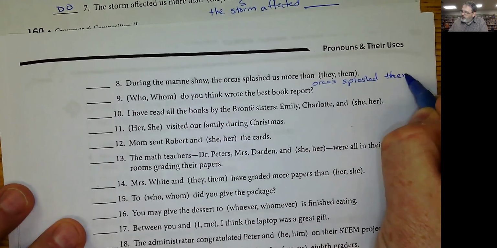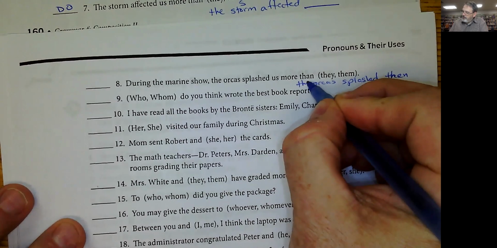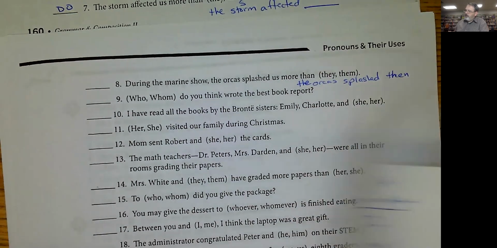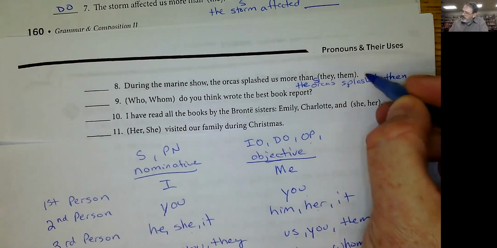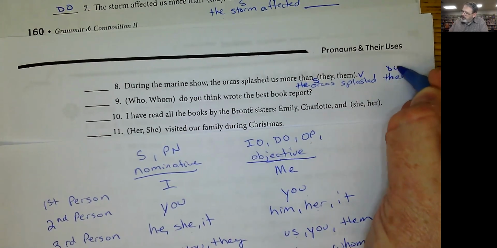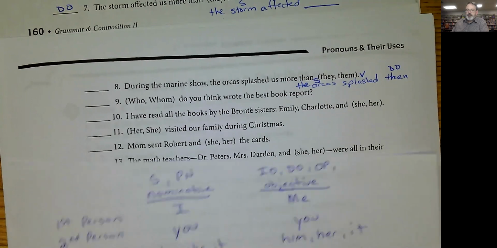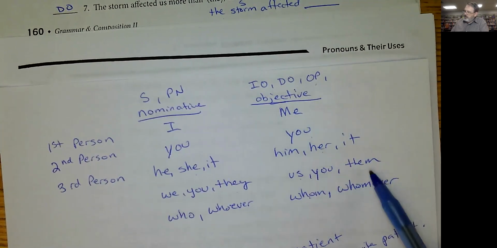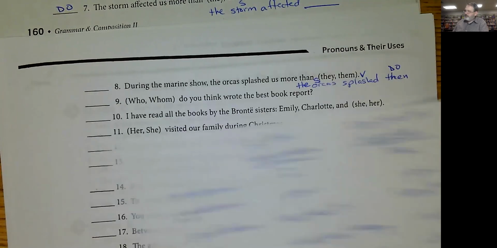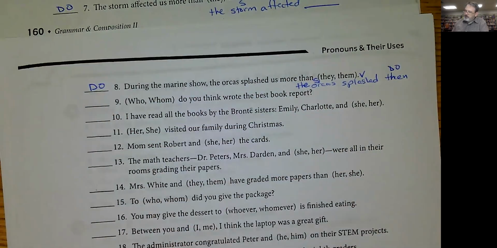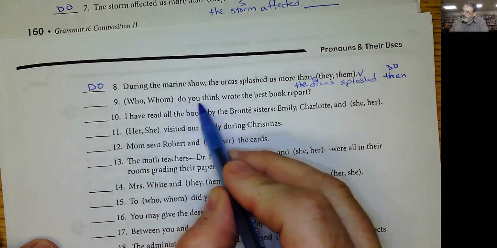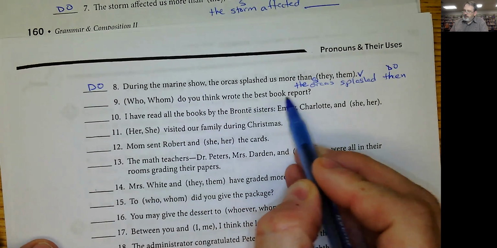And I went ahead and said them because I know that this means orcas is the subject of this clause, splash is the verb. This would be direct object. Direct objects are objective case. Them is direct objective case. So this would be direct object as well. Whom do you think wrote the best book report?